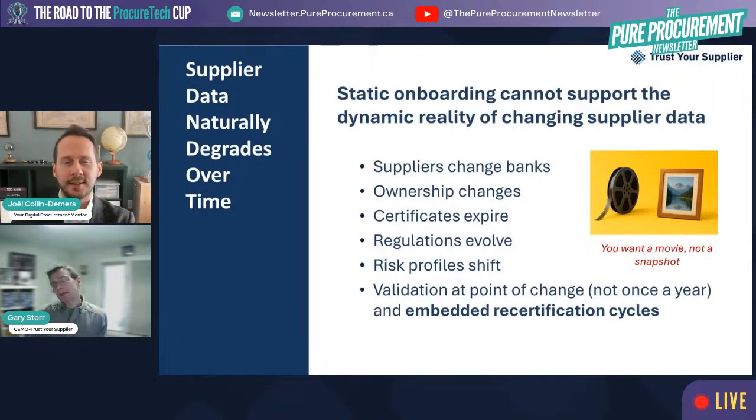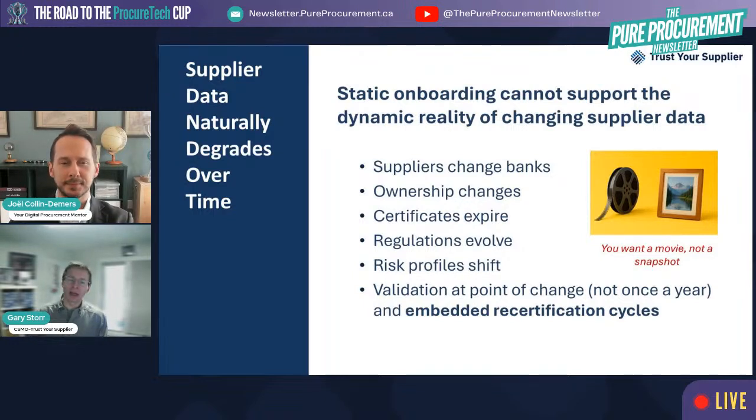Yeah. So the other piece of this is that we have to understand that data degrades over time. So you want a movie, not a snapshot. I've got the little graphic in here, right? But you want to be able to look at the motion picture of the data. It looked like this on Monday, it looked like that on Friday. That's really important. If I take a snapshot of a supplier on the day that I onboard them and I never look at that supplier again, what was the point of doing the evaluation in the first place, right?